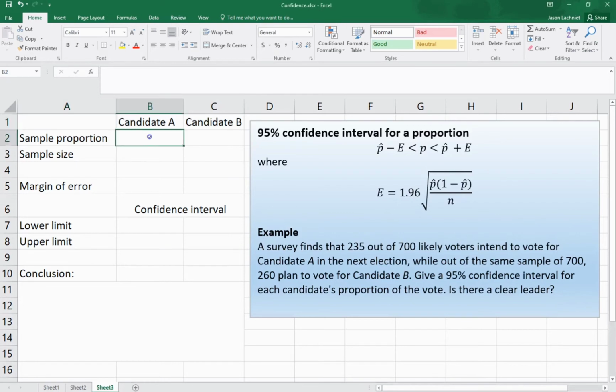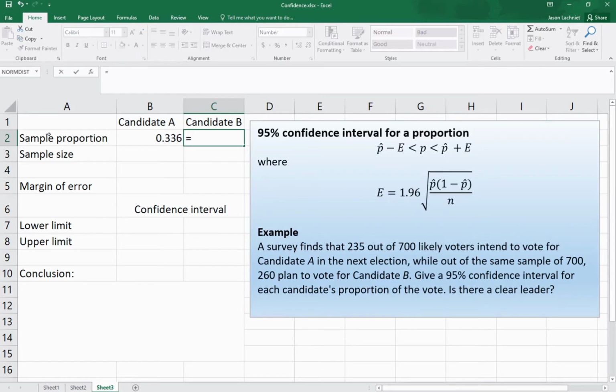The first thing we need to do is calculate the sample proportion for each candidate, and that's simply the number of voters divided by the sample size. So the sample proportion for candidate A is simply 235 divided by 700, 235 out of 700 planning to vote for candidate A. As a proportion, that's 0.336 or 33.6%.